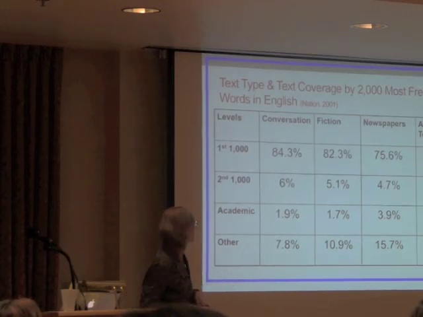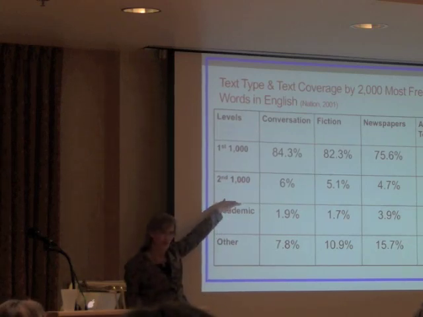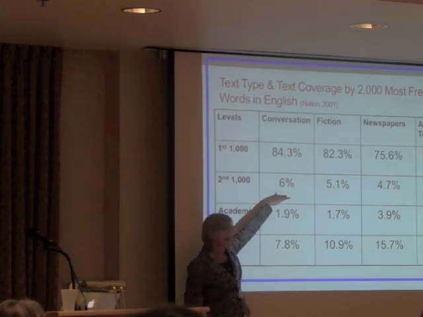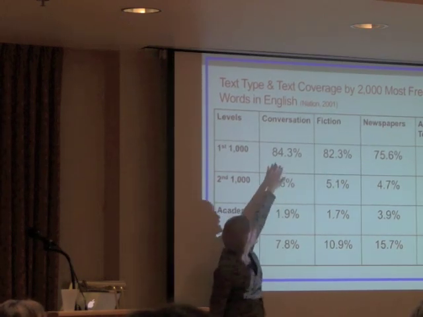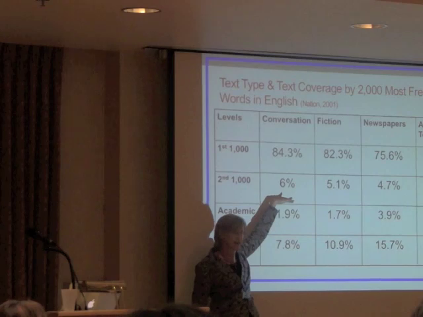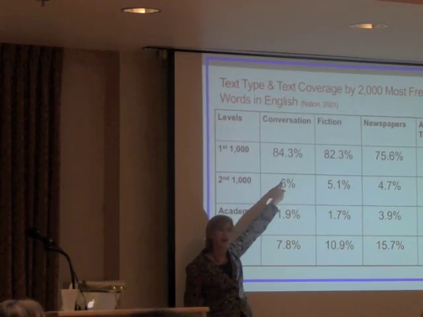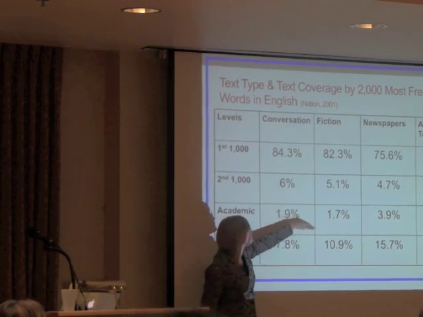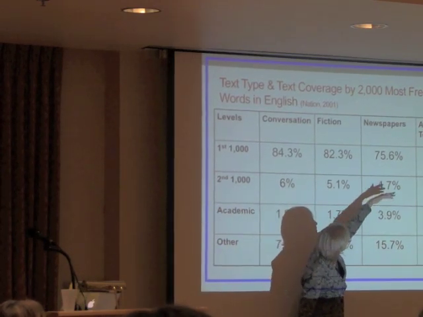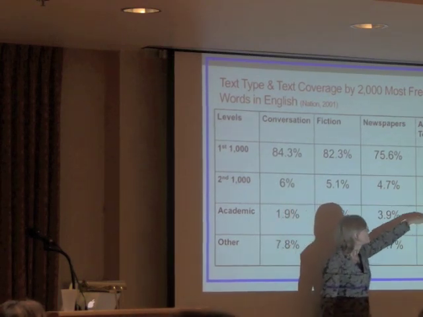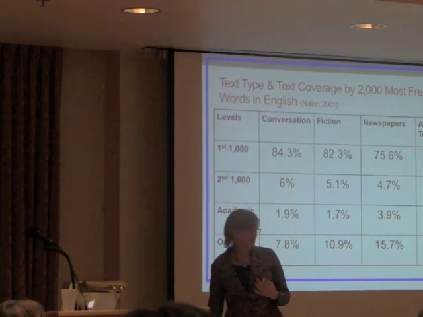Color words. If you add the second 1,000 most frequent words, you'll find that you can understand 90% of what's said, right? It's the 84 plus the 6%. 90% of what's said is comprised of the first 2,000 most frequently used words. 87% of fiction, another 80% of newspapers, and nearly 80% of what's in college-level text.